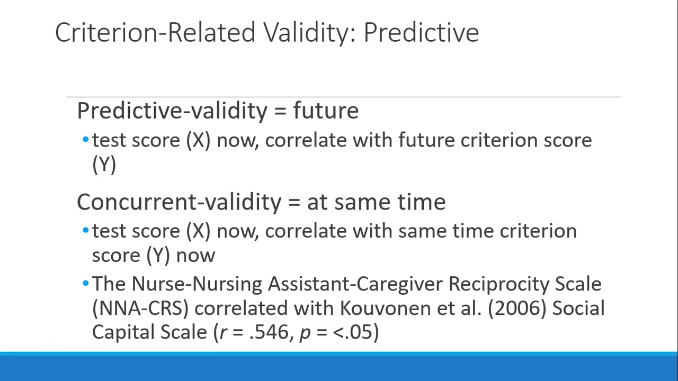Concurrent validity means that you're measuring both of the instruments' results at the same time using a correlation coefficient. So here's an example. The nursing assistant caregiver reciprocity scale was correlated with another instrument, a social capital scale, and you got once again a moderately strong, statistically significant result.